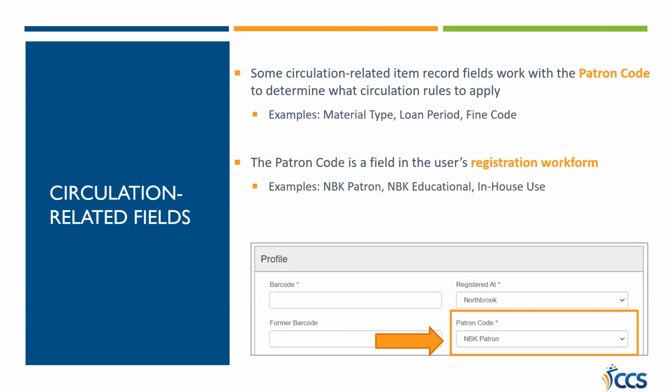For those in the audience who may not be familiar, the patron code is a field in the user's registration form. Examples include MBK patron for Northbrook patron, MBK educational, which could be a card for a teacher or a school in the district, and in-house use, which is like a tech services department card. And again, it's the patron code that's going to help us determine what circulation rules to apply at checkout.